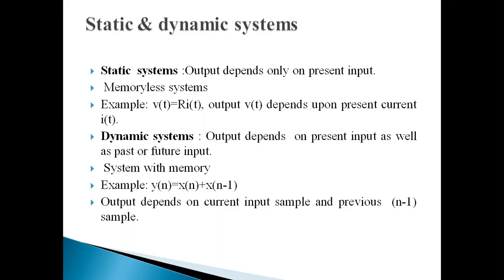Next class is dynamic systems. In dynamic systems, output depends on present input as well as past or future input. So here we have to save the past inputs. Therefore, this type of system requires memory, and these systems are called systems with memory. For example, y of n is equal to x of n plus x of n minus 1. That means output y of n depends on present input as well as past input sample. Therefore, this system is called a dynamic system.